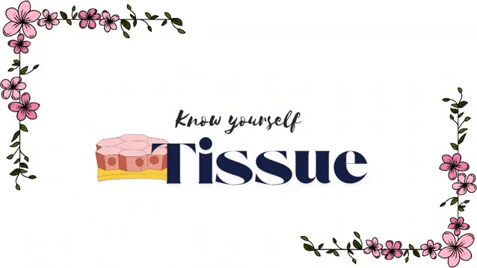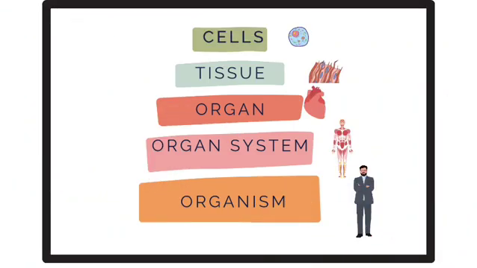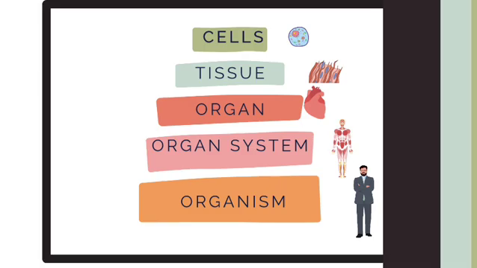Today we are going to read about tissue. Before studying tissue, we will understand how an organism is made. Every organism starts its life as a single cell, the zygote. The cells form tissue, tissues form organs, and organs together form an organ system, and that's how an organism is made.